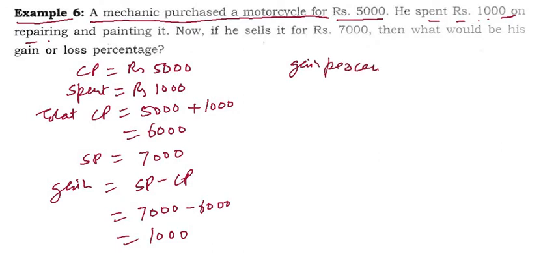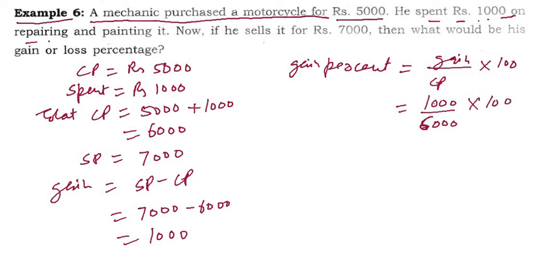Now gain percent. Gain percent is equal to gain upon CP into 100. Now gain is given as 1,000 and CP is 5,000. Not 5,000, it is 6,000. And into 100. Now double 0 will be cancelled out. So we get here 2 threes are 6 and here 2 twenty-fives are 50. So that is 50 upon 3.